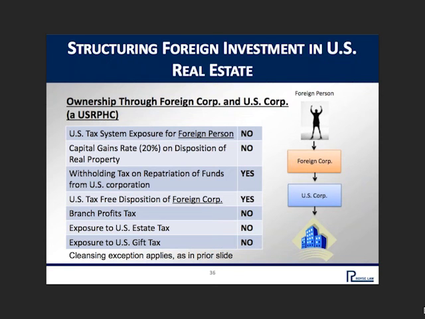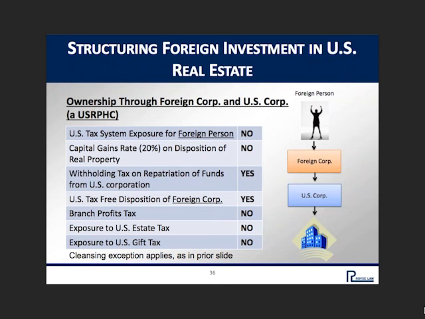Now here's actually sort of the best overall, if you're going to do the corporation structure, which again has some bad income tax consequences. There's no U.S. tax exposure for the foreign person. There's no capital gains rate, but you've already gone into a corporation, so really you did that to yourself.